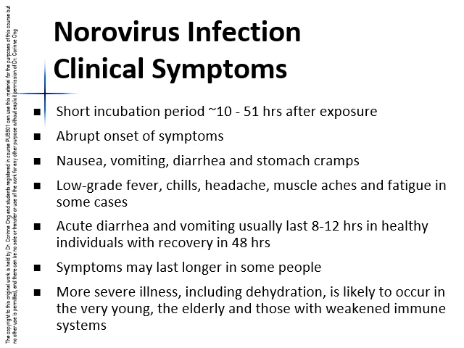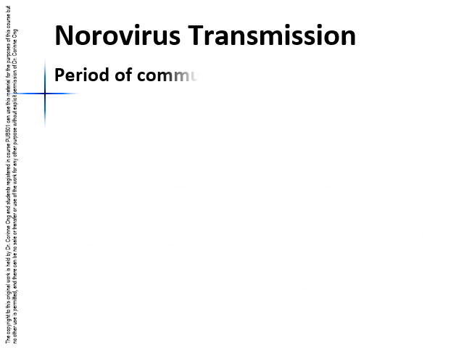The acute diarrhea and vomiting does not continue for long, usually lasting less than half a day in healthy individuals, with recovery occurring after 2 days. However, the very young, the elderly, and those who are immunocompromised may suffer more severe illness, and dehydration can be a problem, especially in young babies.